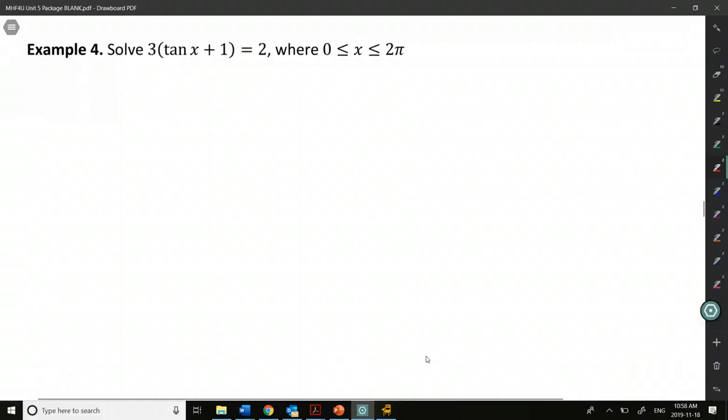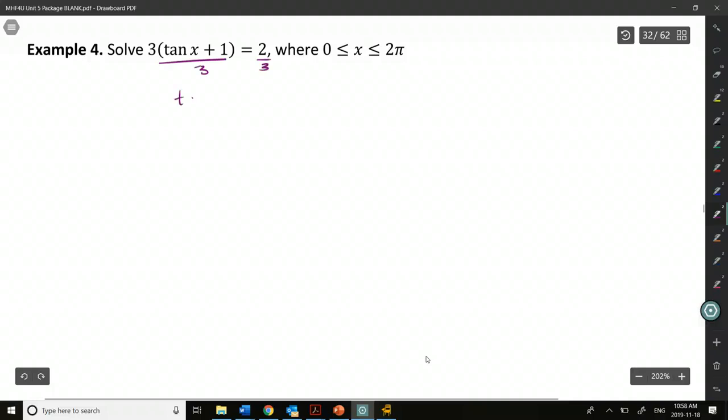All right, last one for the day. We are going to start by dividing out 3. I want to get tan x isolated. And then we're going to move the 1 to the other side. So we'll get 2 over 3 minus 1, which gives us, if we think about 1 as 3 over 3, negative 1 over 3.